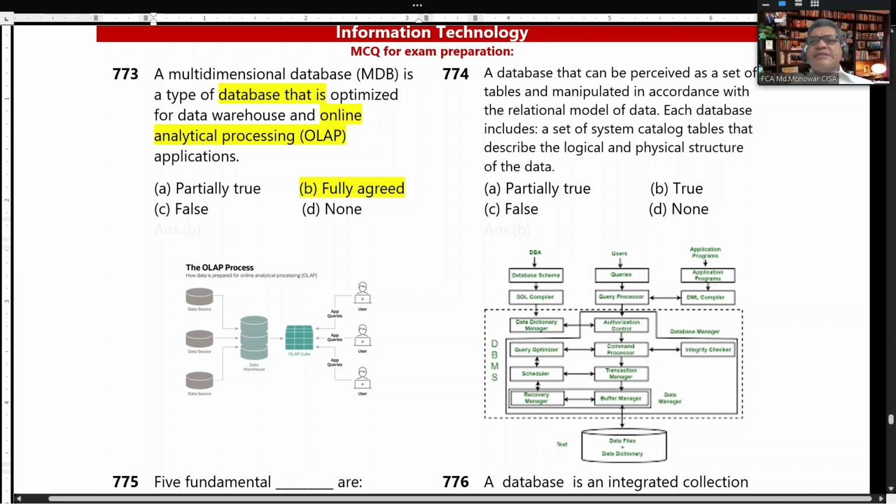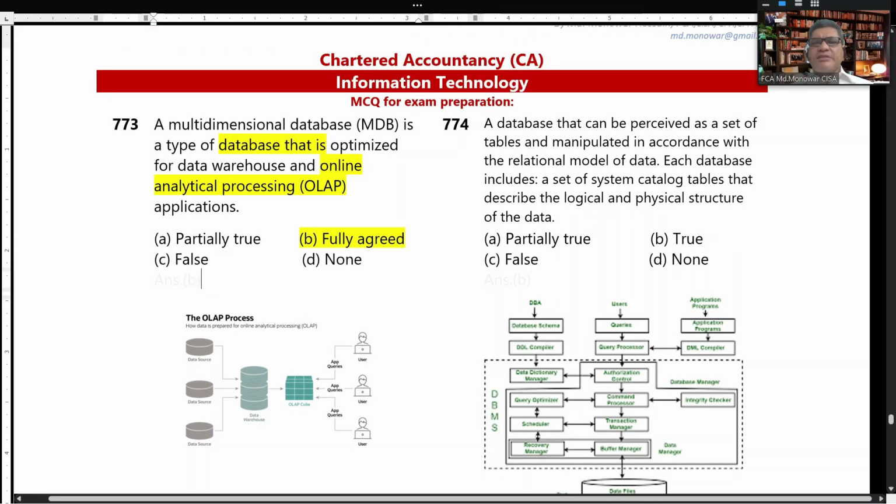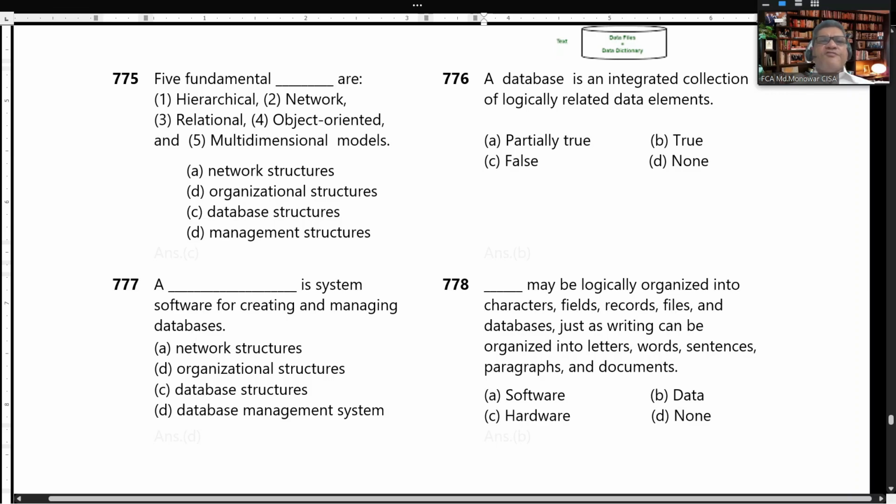So a multidimensional database is a type of database that is optimized in data warehouse and OLAP applications. A database that can be perceived as a set of tables and manipulated across with the relational model data. Each database includes a set of system catalog table describe the logical and physical structure of the data. Is true. Five fundamental dash are the database structure. Five fundamental database structure are hierarchical, network, relational, object-oriented, multidimensional. Answer is C. A database is an integrated collection of logically related data element.